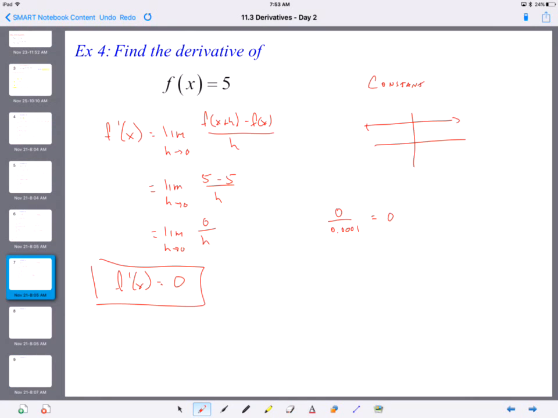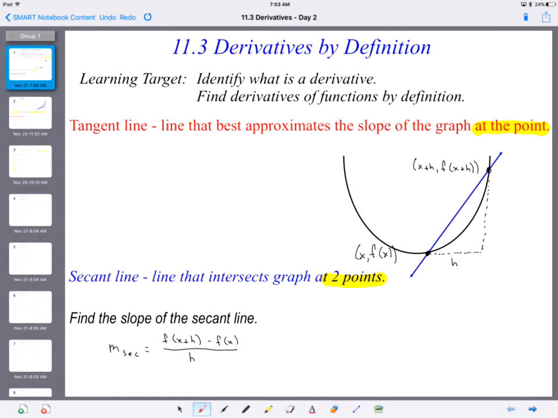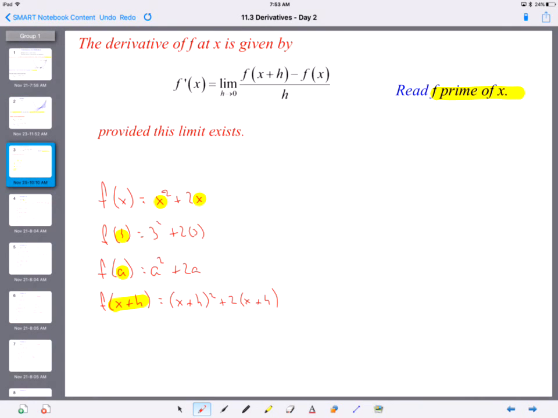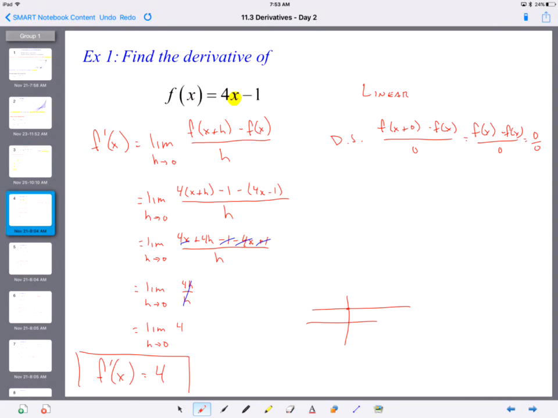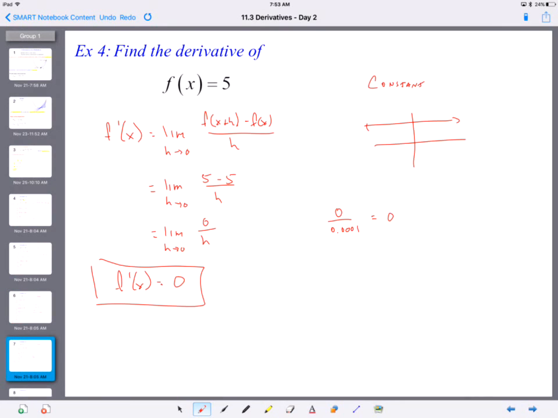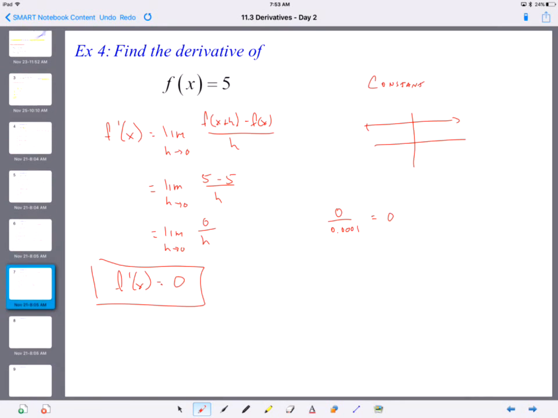So, to do a quick recap, we've gone through what a secant line is so that we can help ourselves approach the slope of that tangent line, and what we found out is it was a limit. And as we did that, we defined what a derivative was, the limit as h approaches 0 of f of x plus h minus f of x over h. And then we just did a couple examples. We did two linear, we did a quadratic, and then we did a constant. So those are the ones we're going to work on, and then we're going to continue to build onto some more as we move on.